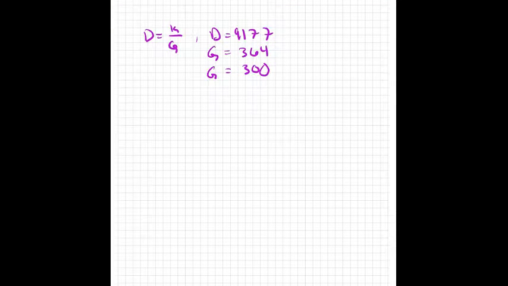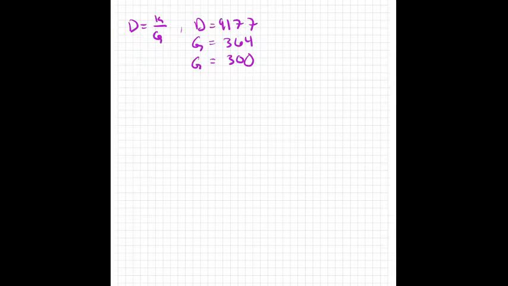So we have that the Dow is inversely proportional to gold. K is just going to be some constant that we're going to solve for. If we plug in what we were given, when the Dow was 91.77, the price of gold was 364. Then we multiply both sides by 364 to solve for that constant.